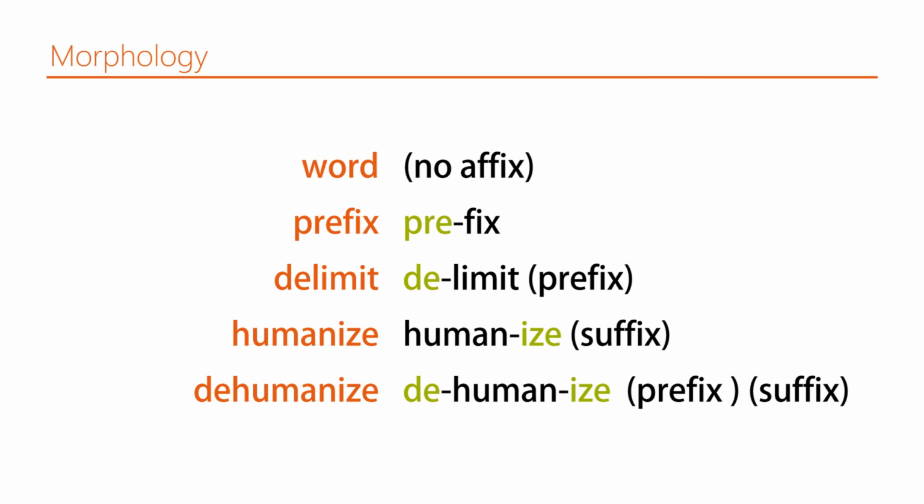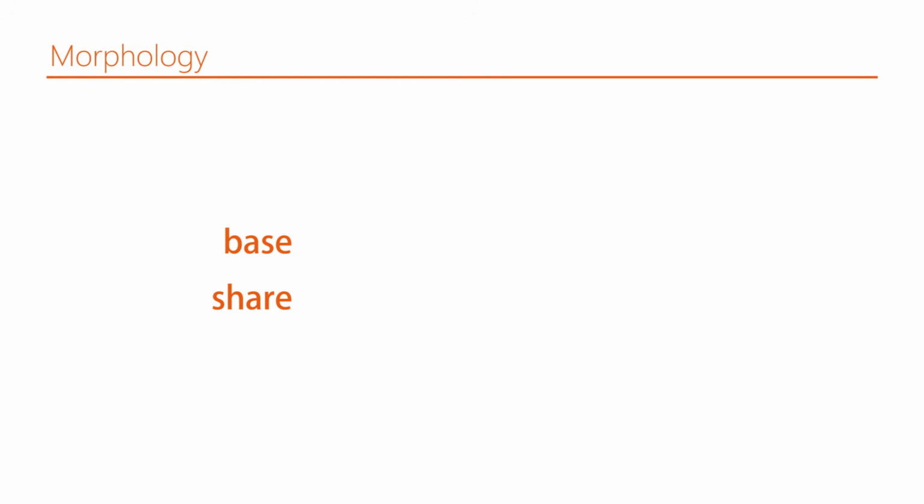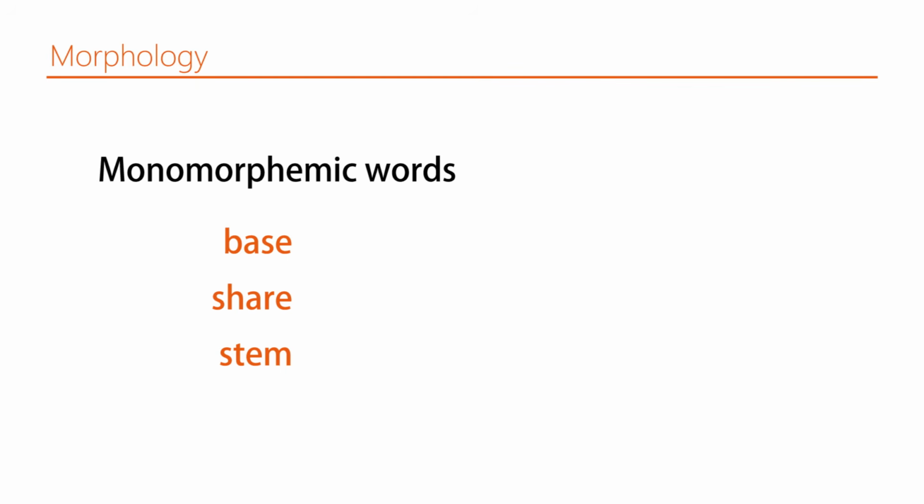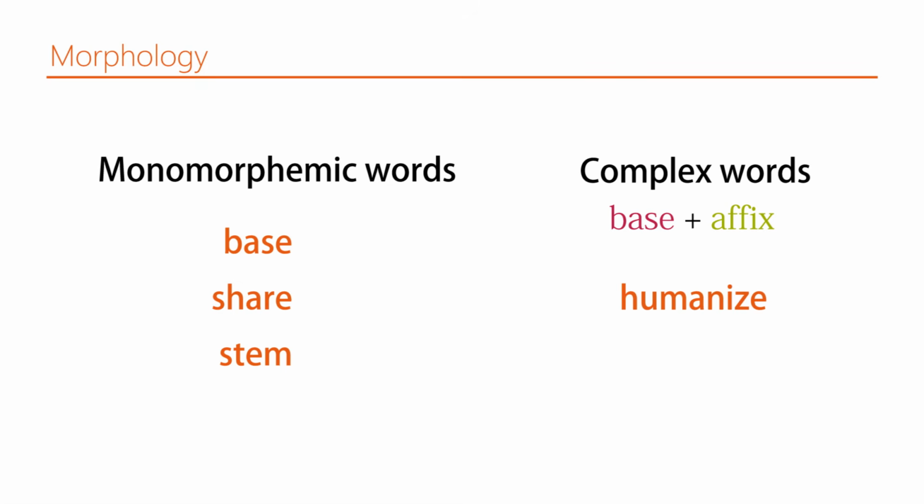So for now you know the affix, you know the base. So the words "base", "share" or "stem" are monomorphemic words, okay? They have just one morpheme, which is the base. But if there is a base plus at least 1 affix, it could be more, then it becomes a complex word. It could be 1 affix like "humanize", it could be more than 1 affix like "dehumanize". Just be careful not to confuse complex word with compound word.